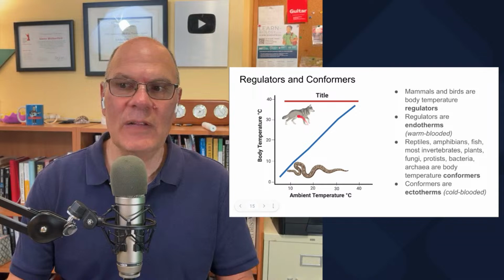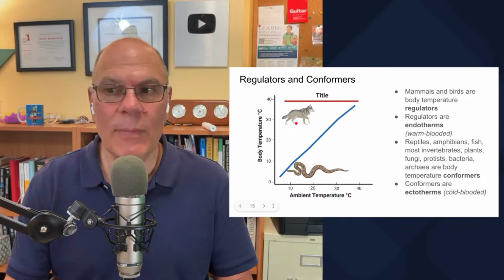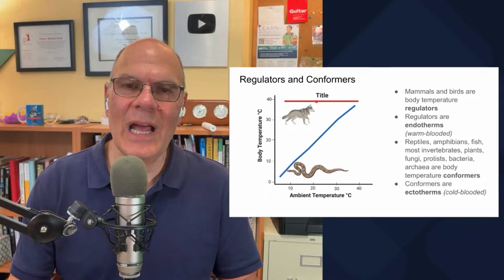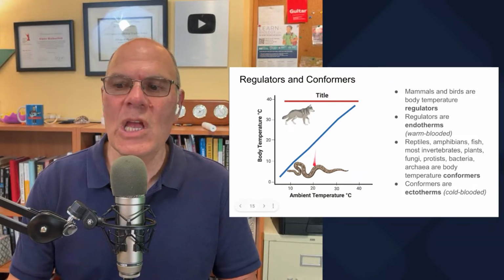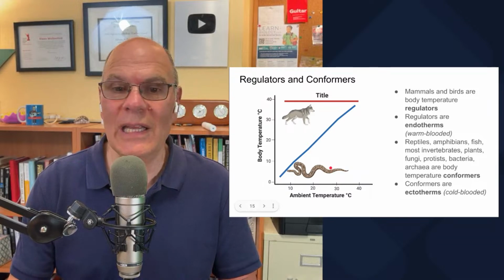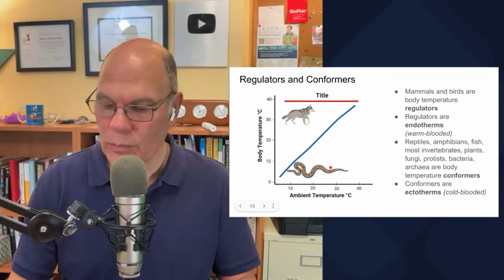And in contrast to that, if you look at this example of a wolf over here, which is a mammal, note that its body temperature stays at a constant 37 degrees C, no matter what the ambient temperature is. And that's because it's regulating its body temperature.